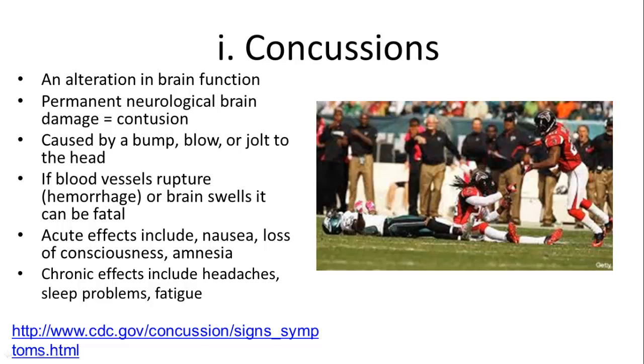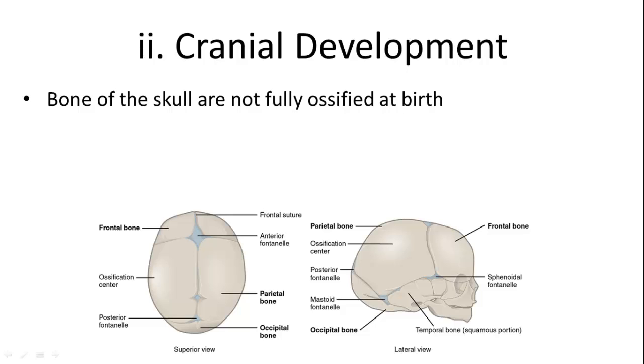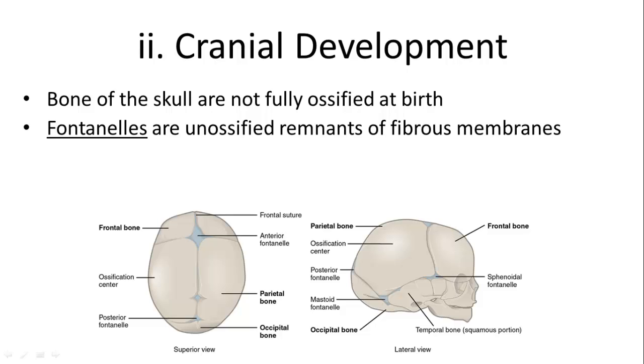Our brains develop in an interesting way. We don't have complete ossification at birth for these flat bones. Instead, there are some areas between the bones in which you still have cartilage or fibrous sheets, fibrous membranes, and these are called fontanelles. There are a number of them, and you can see them in the figure there.